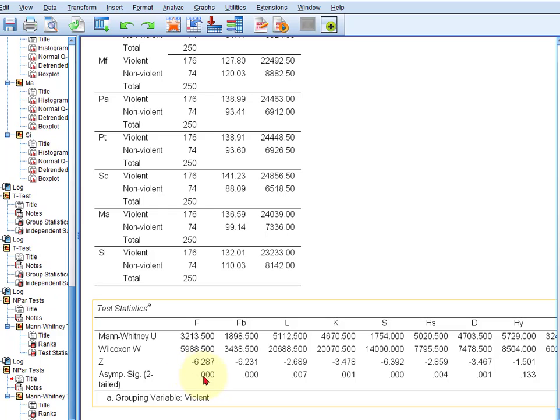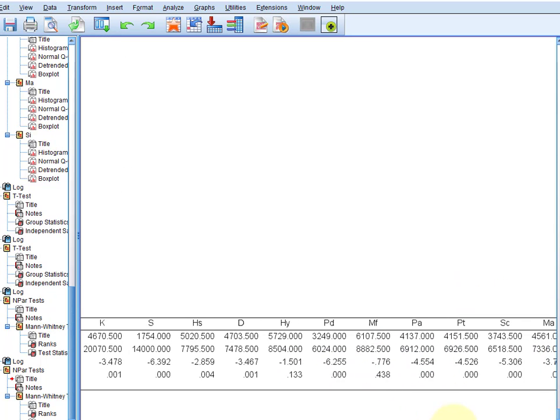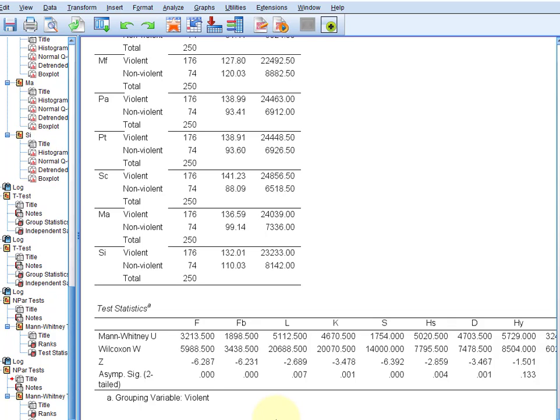But the same thing, if this sig value is less than 0.05, then you prove that there's a significant difference between the two scores, whatever they were. So again, there was a significant difference in your DVs between violent and non-violent, except for, right, I'm reading this bottom row, except for HY again, MF, there was no difference. And that's it. So yeah, you got significant differences all over the place.